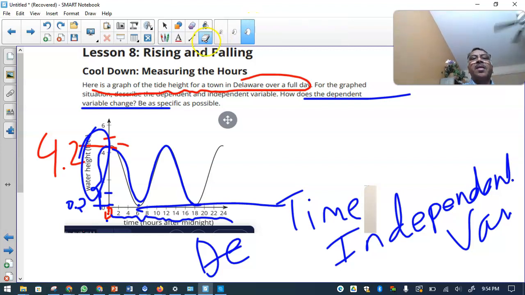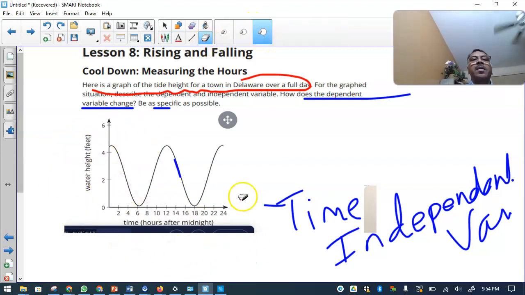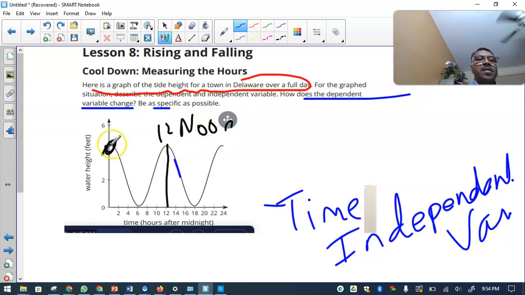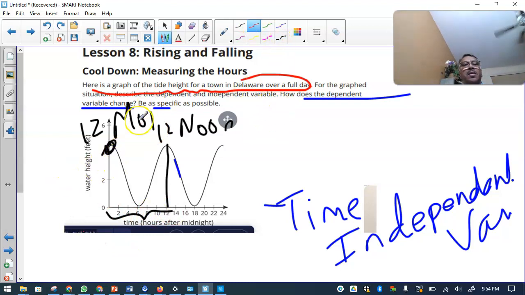Let me ask, what's the period here? Let's imagine we start from here at 0. Exactly at 12 noon, this is 12 noon, and this is 12 morning. So in 12 hours, the period repeats. The height goes to the minimum, maybe 0.2, and then again to the maximum. That's the period. I hope you understand what's happening here.